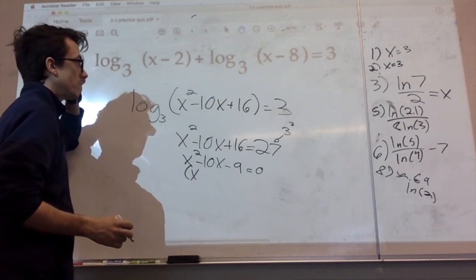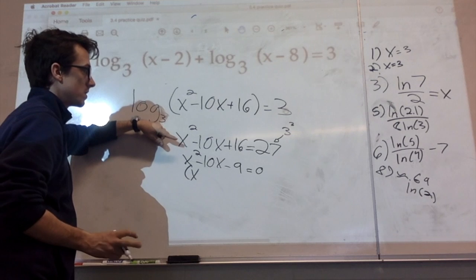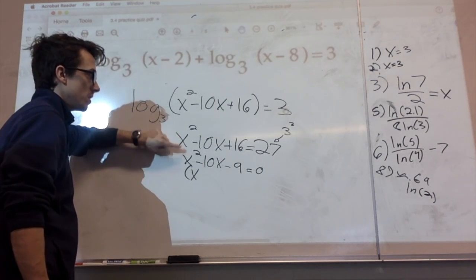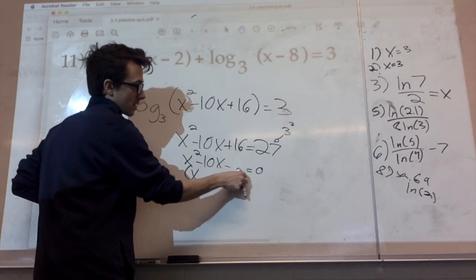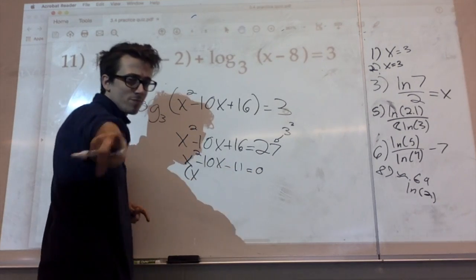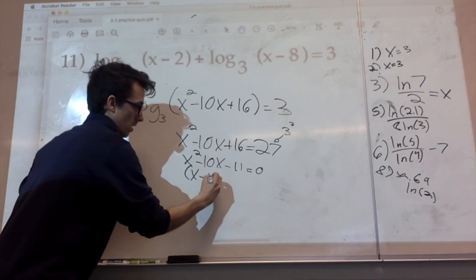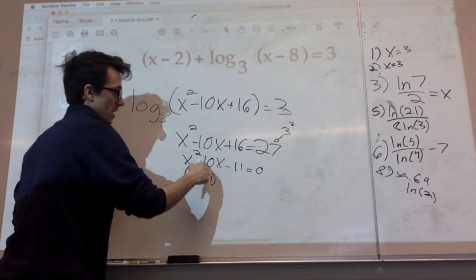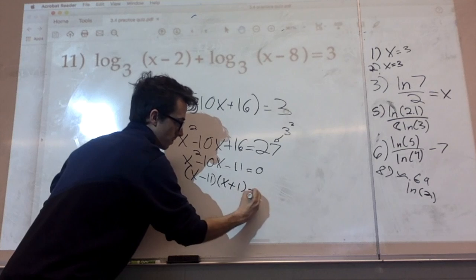So let's see. We have x squared minus 10x plus 16 equals 27. We've deducted 27 on both sides. My arithmetic is slightly off. If you saw that, kudos to you. So now x squared minus 10x minus 11. (x minus 11)(x plus 1) equals 0.